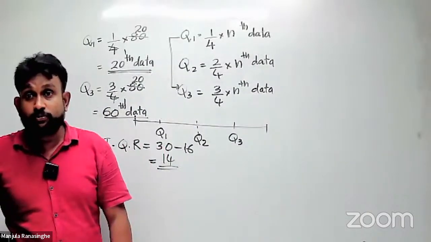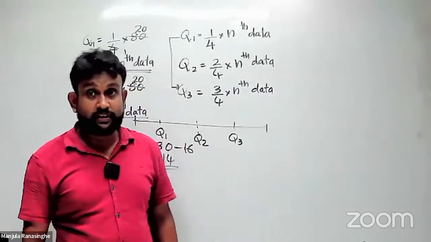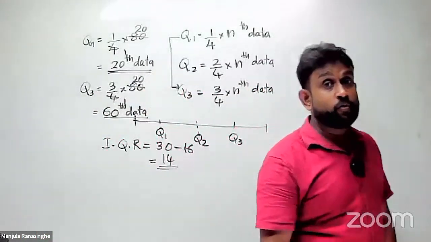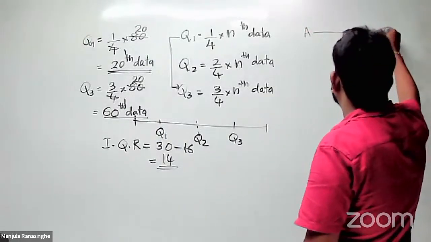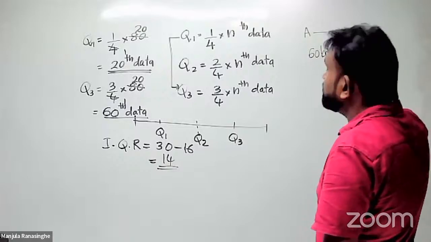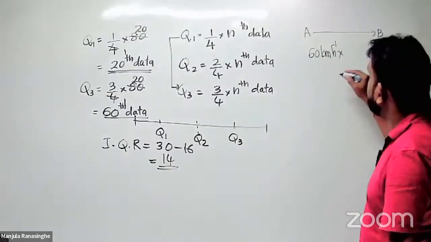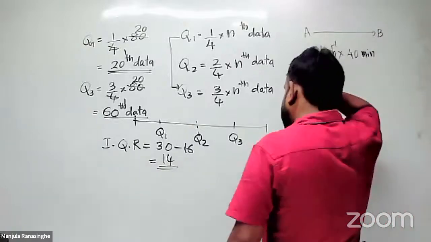Right, now we are moving to question number 19. A car which travels at the speed of 60 km per hour spends 40 minutes to travel from A to B. Right, A to B, 60 km per hour, and it travels 40 minutes. Just you need to find the distance between A and B.